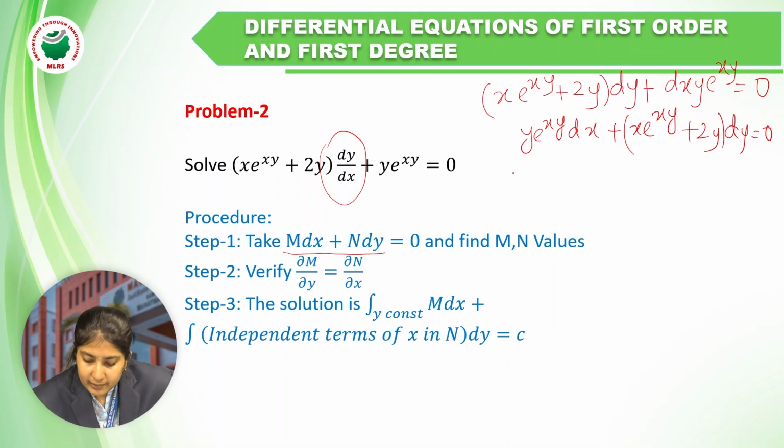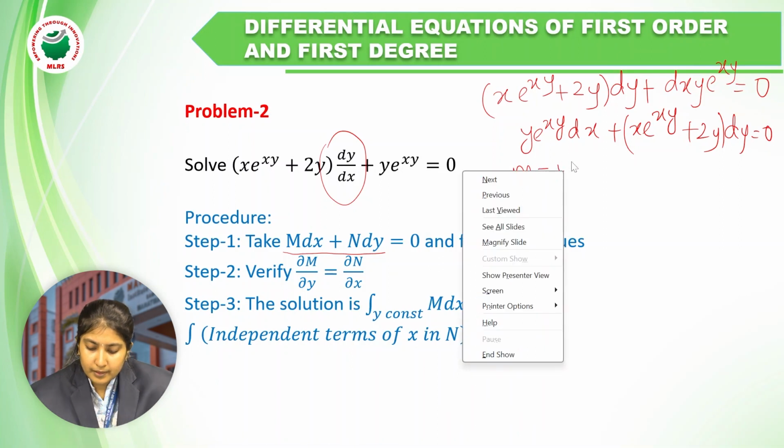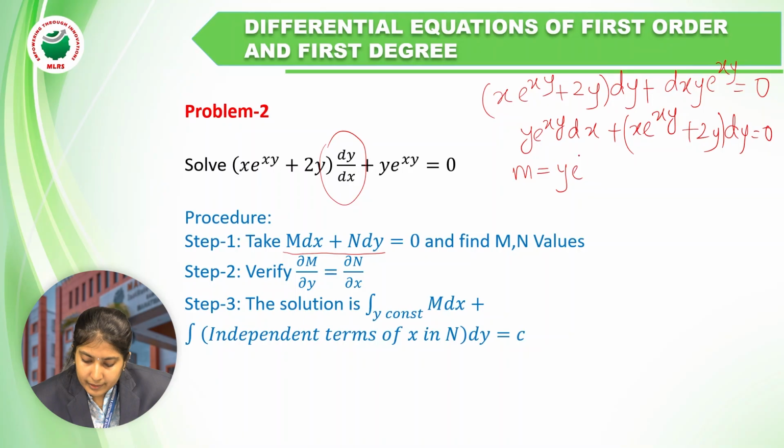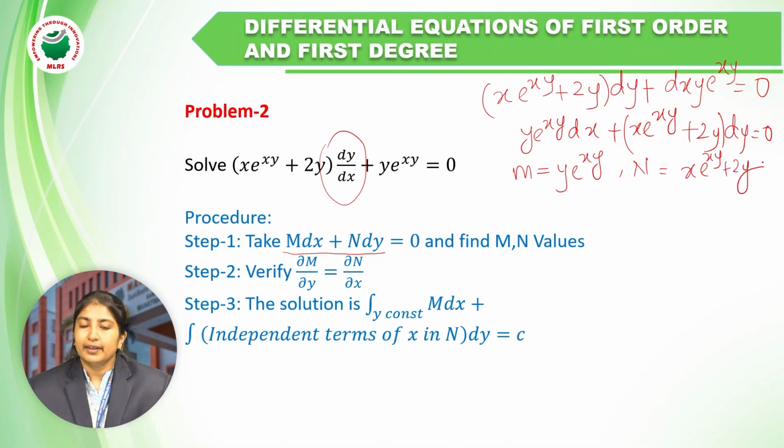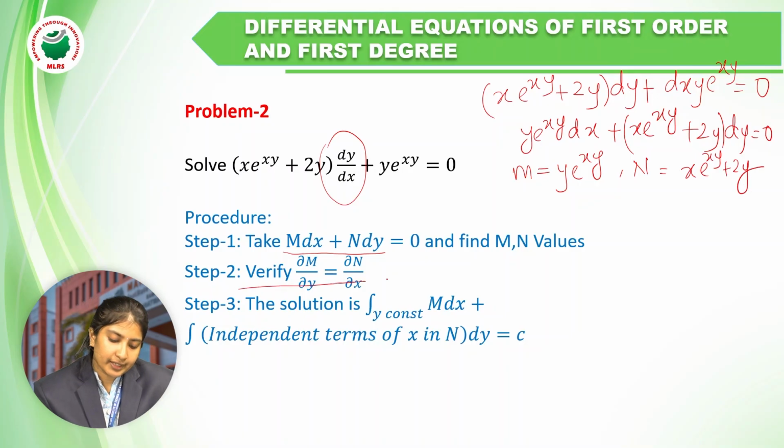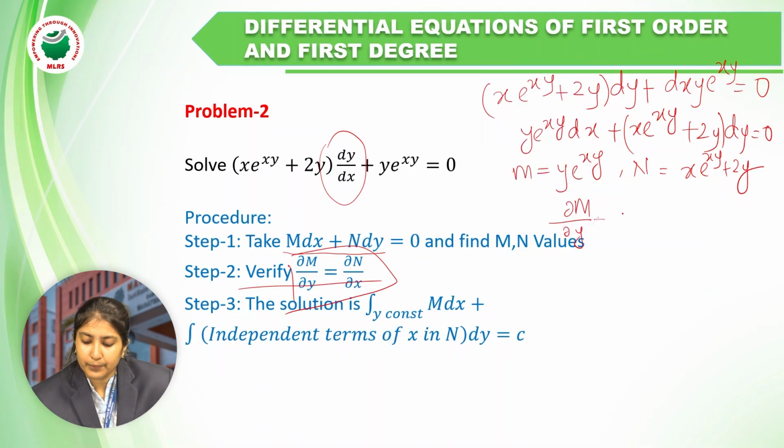Now what is my M value here? y e^(xy), and my N value is x e^(xy) plus 2y. Right? Next step, what we have to do? We have to verify the exactness condition. This terminology is known as the exactness condition. So ∂M/∂y, partial differentiation with respect to y. Always remember it is partial differentiation. It is not normal differentiation, because there is a difference between normal differentiation and partial differentiation.